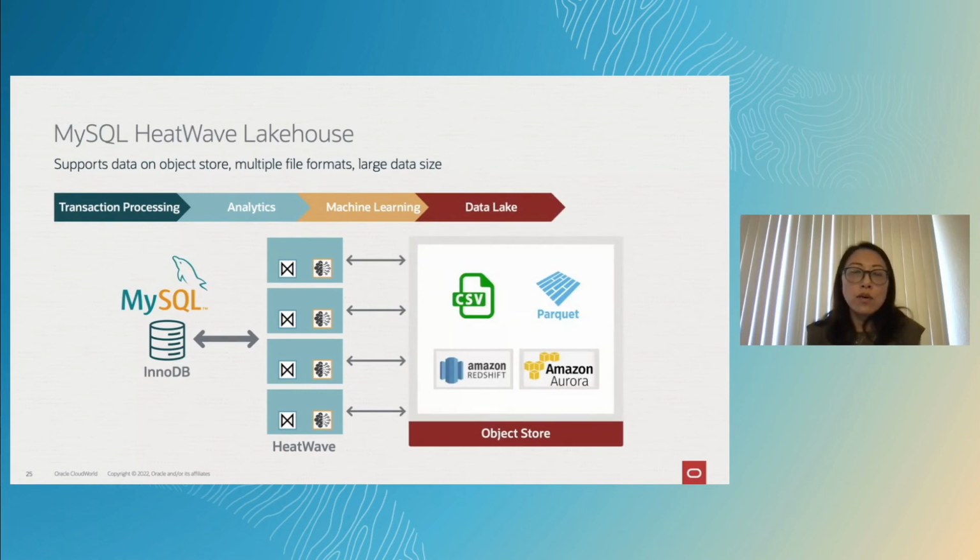And now the idea of the Lakehouse is that we want to be able to query data that is stored on object storage. So data such as CSV, Parquet, like backups from Redshift and Aurora, can be loaded directly from object store into HeatWave without going through MySQL, so that this data can take advantage of the high performance of the HeatWave cluster and be analyzed very quickly. And then the last one is the Lakehouse. What that means is that you can use MySQL HeatWave to query data that is stored in InnoDB, MySQL, and also in the object storage.